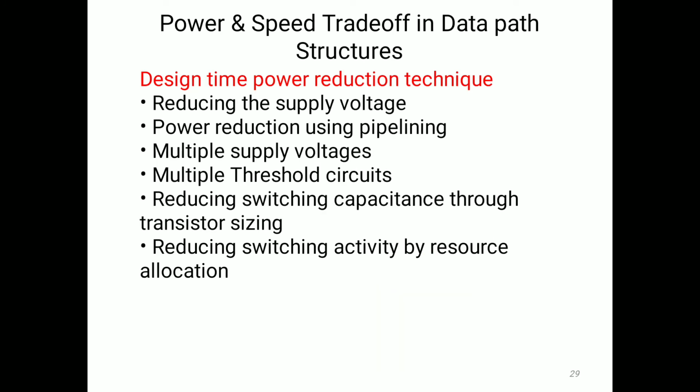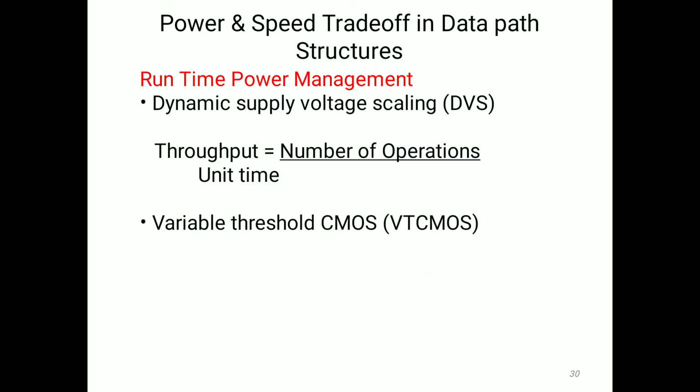For power dissipation also, we need to reduce the power supply. Then power reduction using pipelining, then multiple supply voltage, then multiple threshold circuits. So these are the techniques we have to use to reduce the power. Then for power management, dynamic voltage scaling, DVS, we have to use. Then throughput is equal to number of operations divided by unit time. So if you reduce the area and also the power, then we can improve the speed.